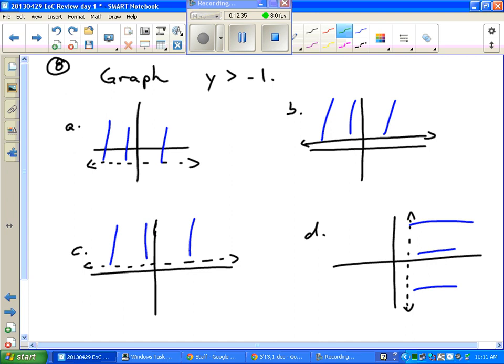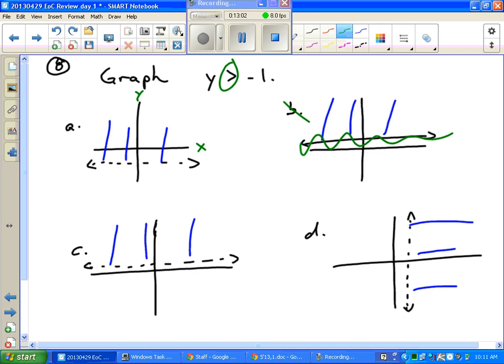Number 8, you had to choose the best graph for y is greater than -1. Then we had a few sketches of graphs. Greater than -1, if this is your x-axis here, remember this is your y-axis. So you want to show everything above the line, and everything's going to be above it since it says greater than. Now that says greater than, not or equal to. So automatically we can cancel this one out because it's a solid line.